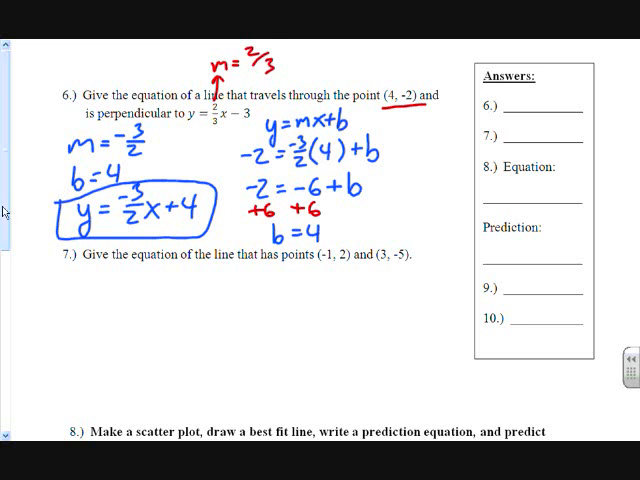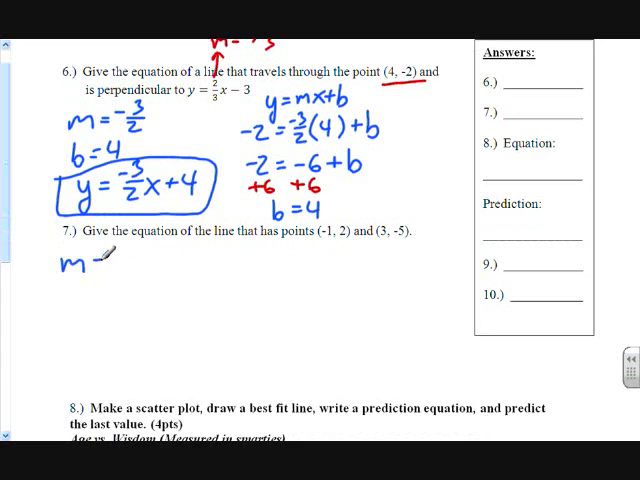Number 7, once again, we're doing this same thing. We're finding the slope, we're finding the y-intercept, and we're plugging it in. This time they gave us 2 points, and anytime I have 2 points and I want to find the slope, I just use my slope formula. You can either use the change in y over change in x, or y sub 2 minus y sub 1 over x sub 2 minus x sub 1. I'm going to do the second method since that's what most people are familiar with, so the -5 minus the 2 over the 3 minus the -1.